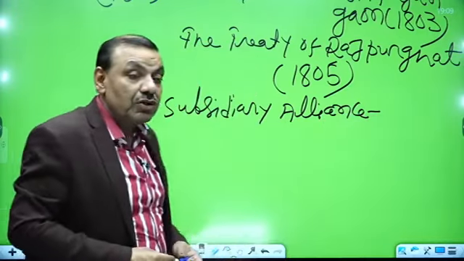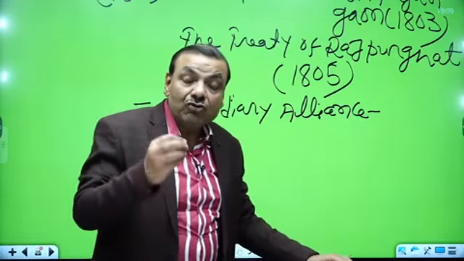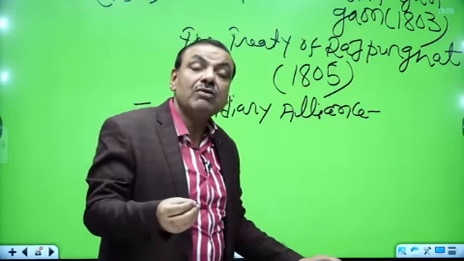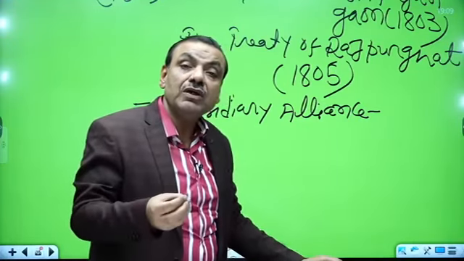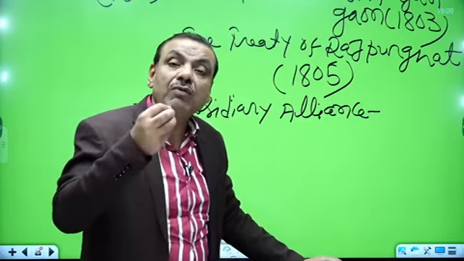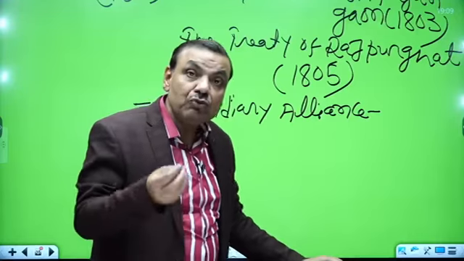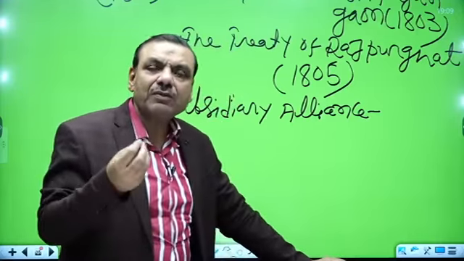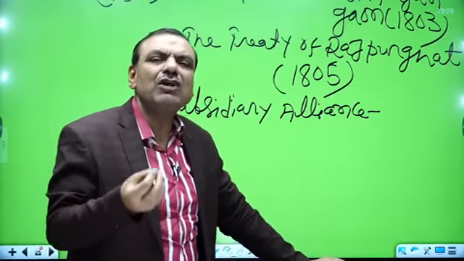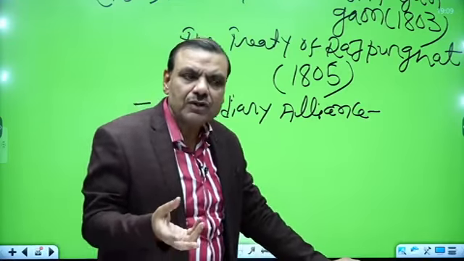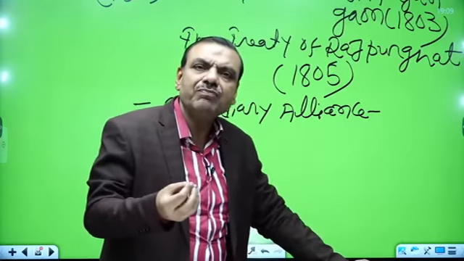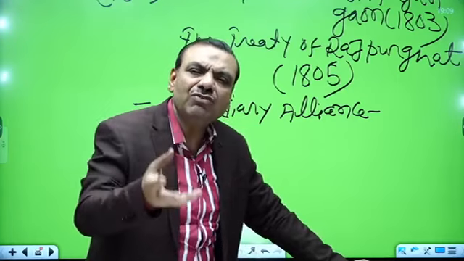If you are talking about the seeds of the subsidiary alliance, the seeds of the subsidiary alliance were shown in the Treaty of Awadh itself. Because when the British company signed the Treaty of Awadh, मतलब आप कह सकते हो कि subsidiary alliance का जो बीज है, the seeds of subsidiary alliance were shown in the Treaty of Awadh itself.